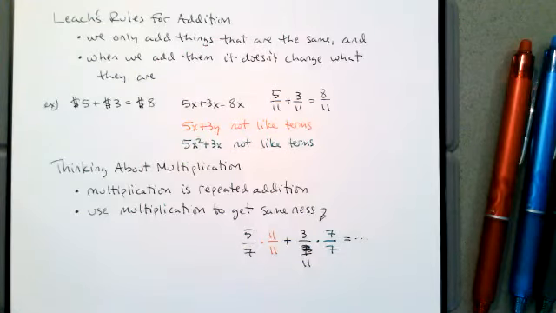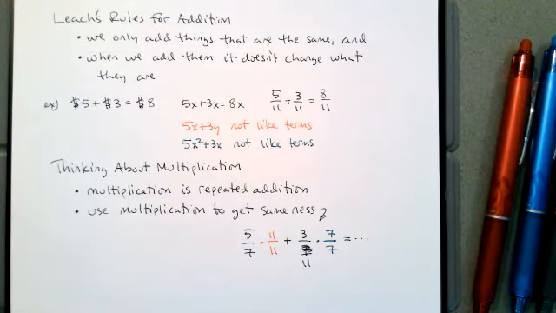If you recall, last week we talked about Leach's rules for addition, not because I came up with these kinds of rules. I'm just trying to take what we already understand about addition and state it explicitly. So that means we only add things that are the same, and when we add them, it doesn't change what they are. This is just stating explicitly what we already understand about addition.